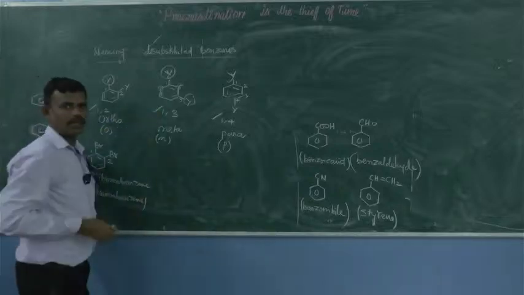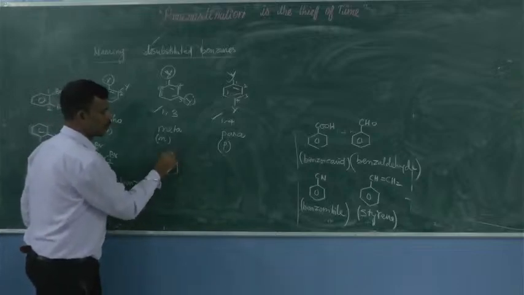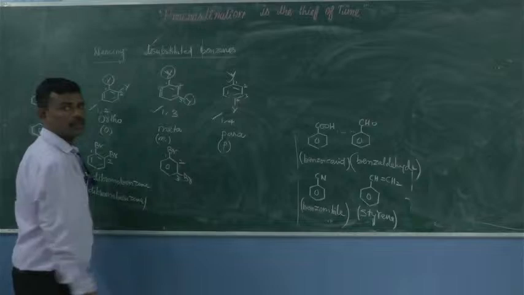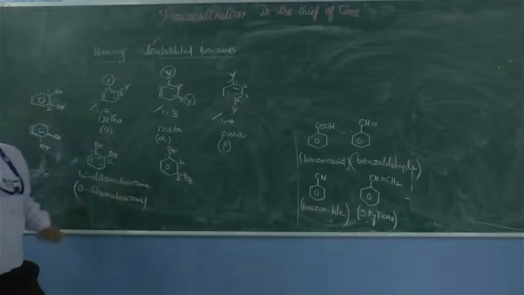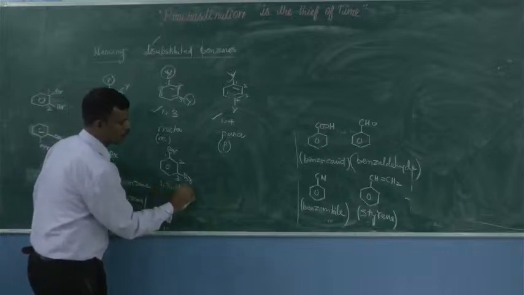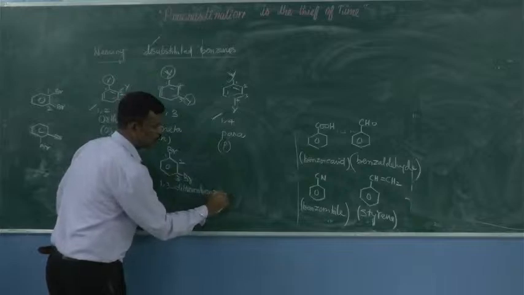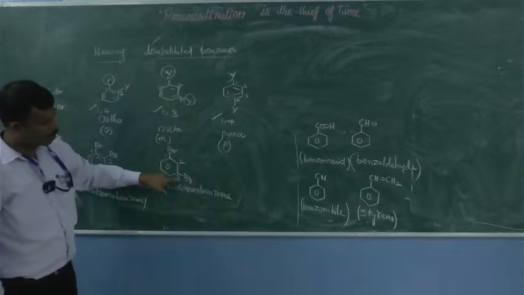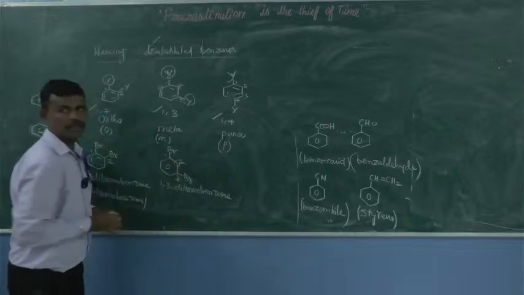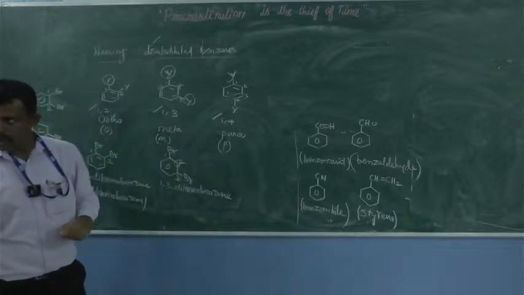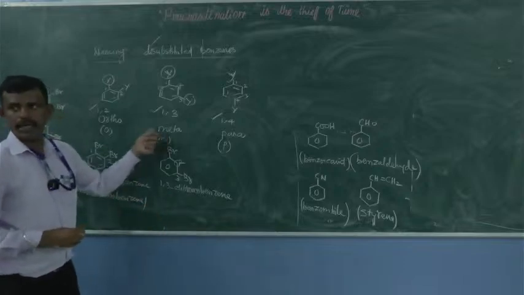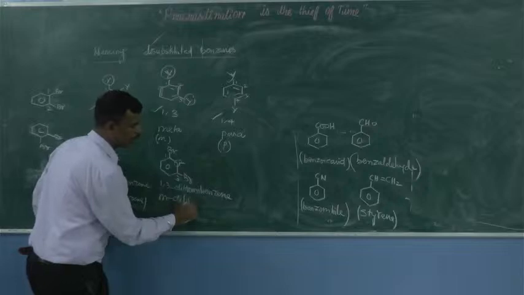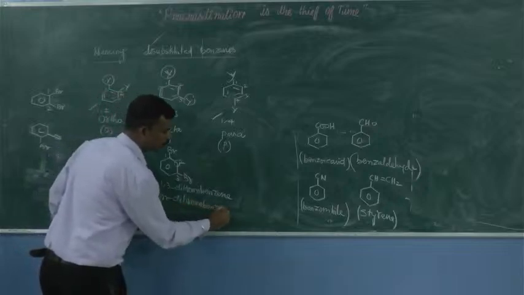Next, come to this one. What is its name? Suppose you take this. Okay, so what is the name of this one? 1 2 3, we can number it. 1 3 dibromobenzene. What is the common name? What is the relation? Is there one carbon in between? Only one carbon is the gap. Is it clear? So what is its name? Meta. We need not write meta, the short form M can be written. Meta dibromobenzene. Is it clear?